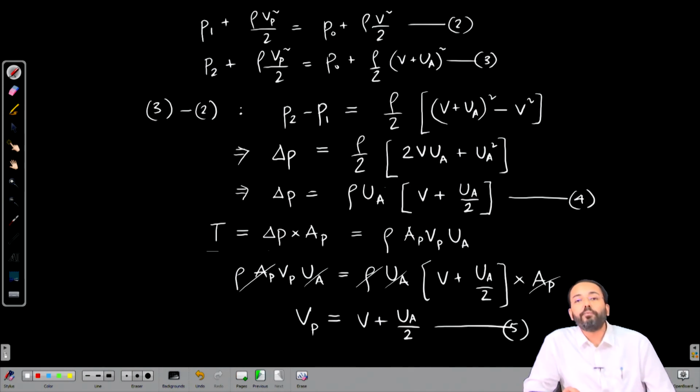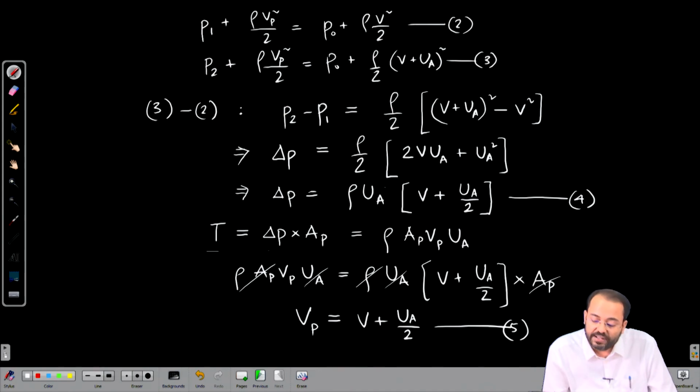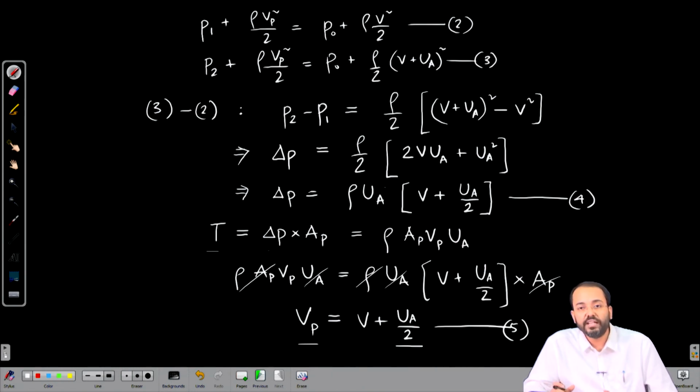This is a very important result coming from axial momentum theory. Now, the implication of this result is that the velocity at the propeller disc is the velocity V plus half of the velocity that is induced far behind the disc. That means, at the propeller disc the induced velocity component is half of the induced velocity which is far behind the propeller plane. So, this can be proved easily using momentum theory given the assumptions that we have made.